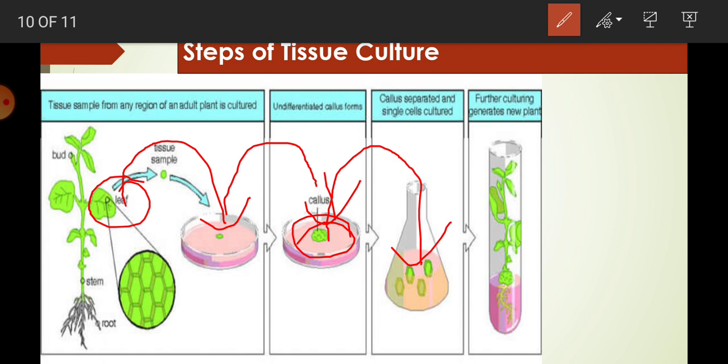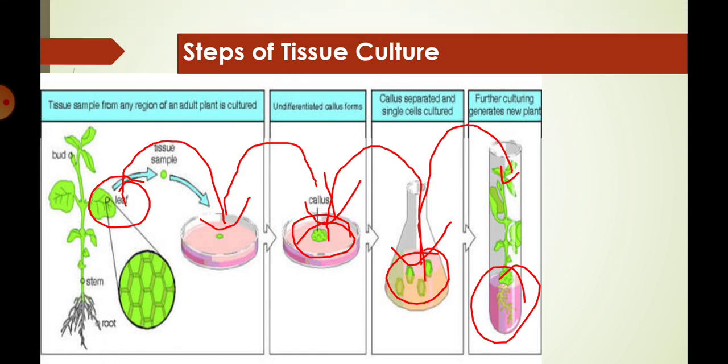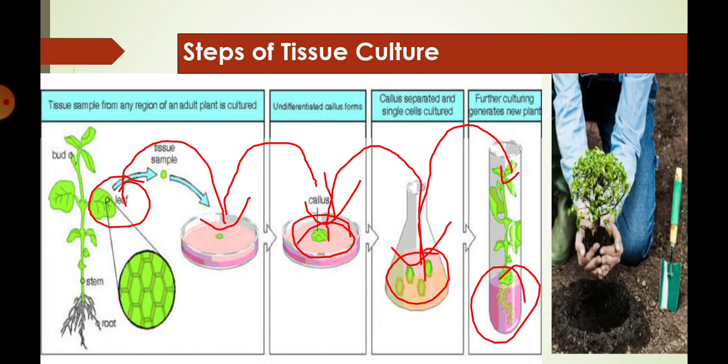But if there is no root, then these will be transferred to a new medium, and that will facilitate the formation of roots. And after the shoot and root development, the plants are planted into the environment. So this is the overall process of tissue culture.